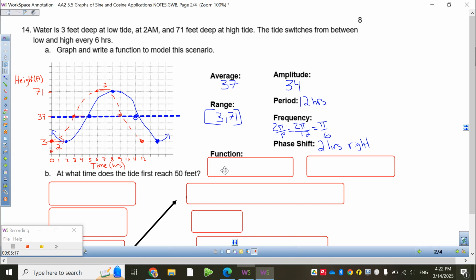Okay, so our function that we're going to use is cosine, because we're considering this as our starting point here, and that's at the bottom of the graph. And for cosine, that starts at either the bottom or the top. We're going to use negative cosine to represent the bottom of the graph here.